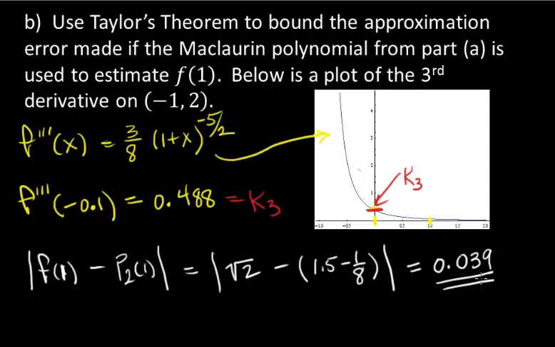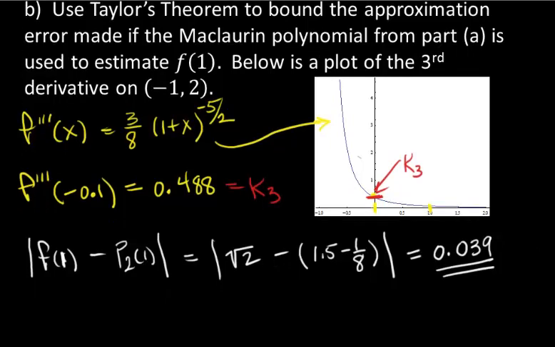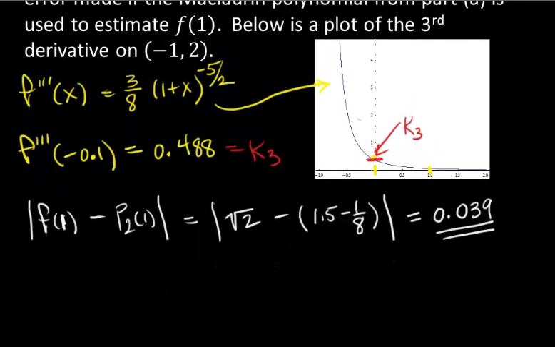Oh, that is the actual, oh, excuse me, just a sec. What we calculated there was the actual error. So now we want to see how good the polynomial did. I'm sorry. So now we have our value of K3 is 0.488, and now we'll calculate using Taylor's theorem.